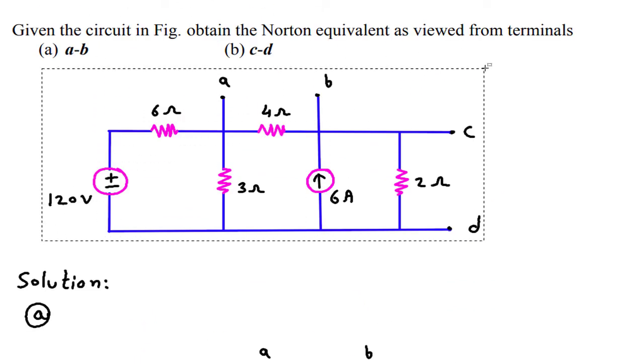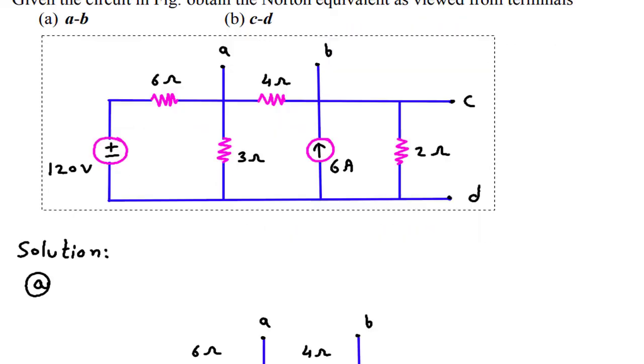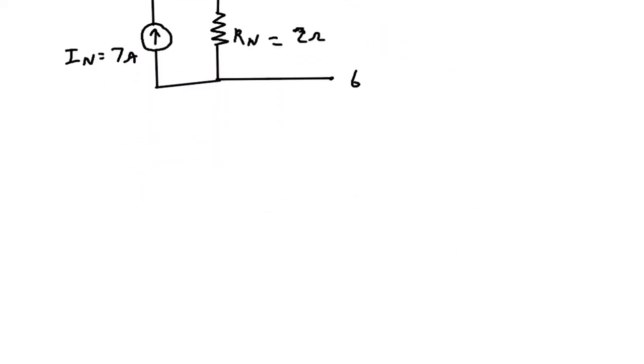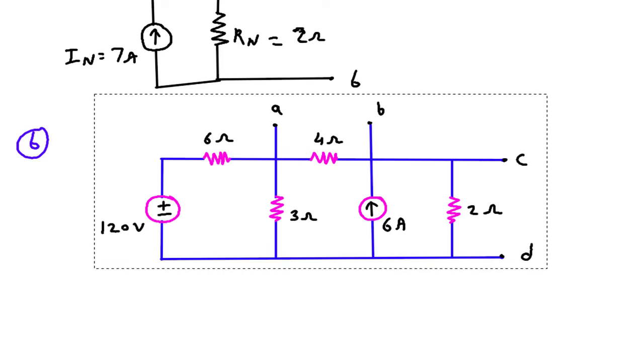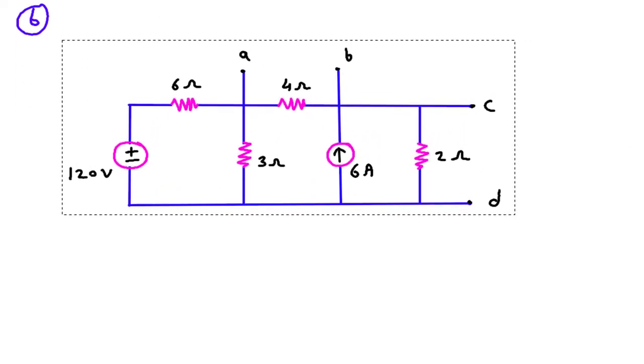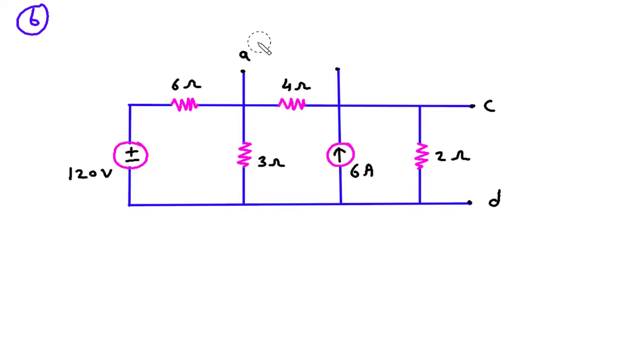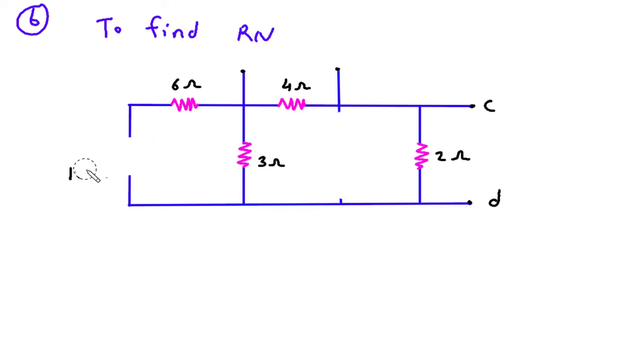So to find for terminal CD, we will find RN first. Now we will erase this. To find RN, we will turn off all the independent sources. So this will be turned off and open circuited. This will be turned off and short circuited.